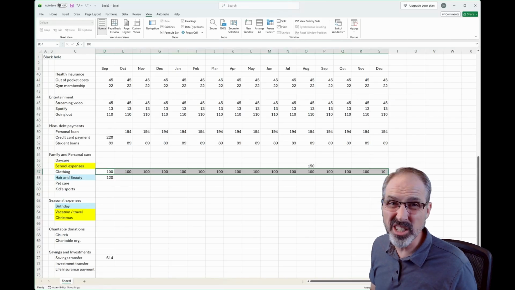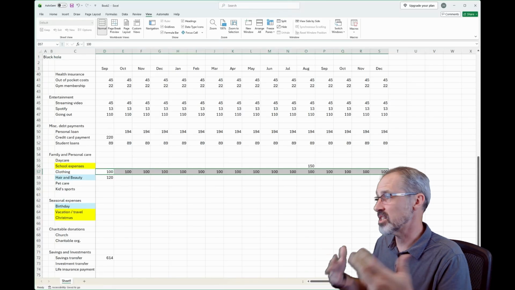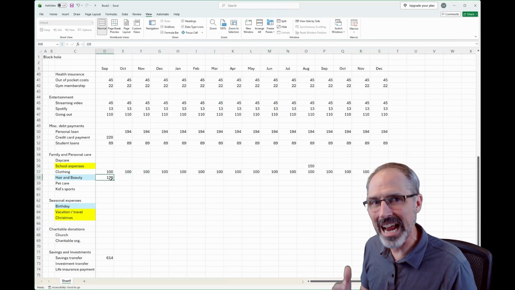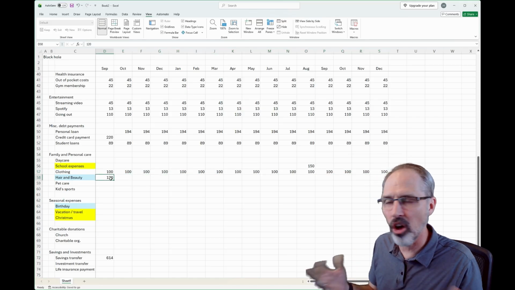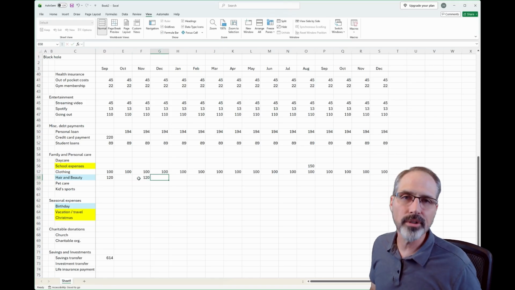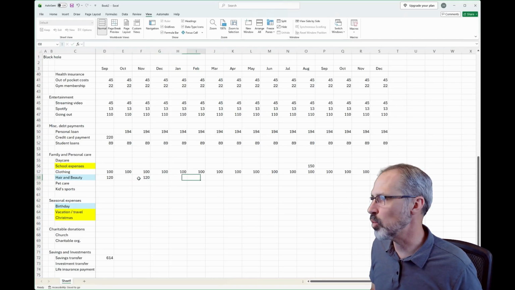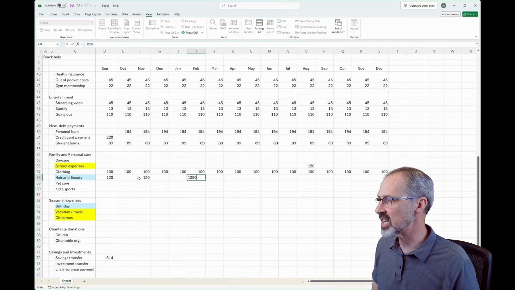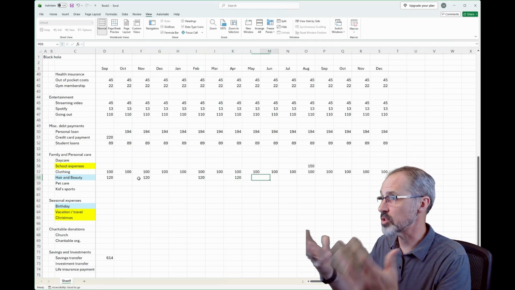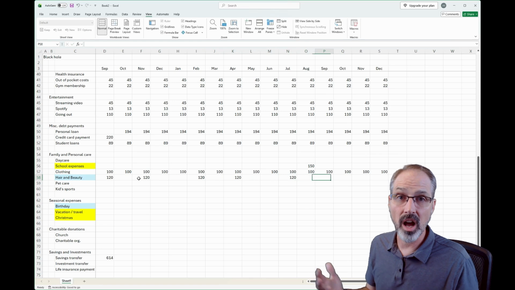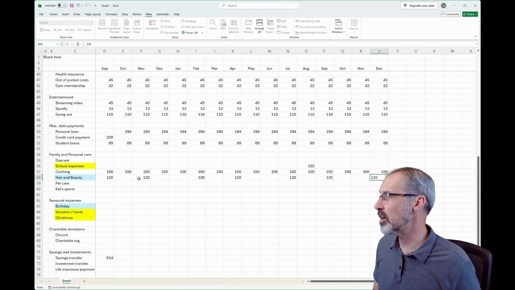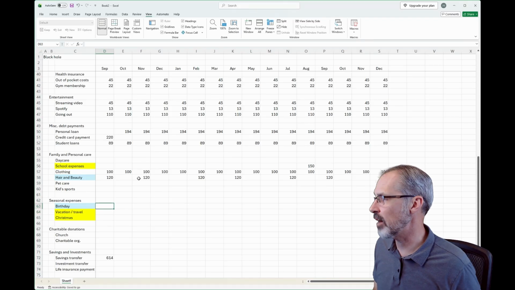Remember, they weren't really sure, but it's easy for us to just adjust that as we go if we want. Hair and beauty, that's not every month, so we don't want to drag that all the way across. But it may happen every probably 6 to 8 weeks. So we're just going to throw some stuff in there because we know she hits the salon 3 or 4 times a year. Pet care, kids sports, nothing in there right now.